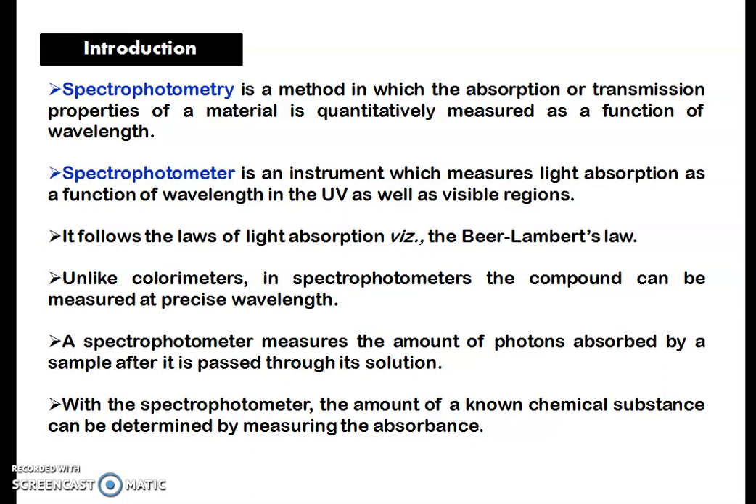With the spectrophotometer, the amount of a chemical substance can be determined by measuring the absorbance. By measuring the absorbance, we can calculate the concentration of the substance or solute or a compound present in a solution.